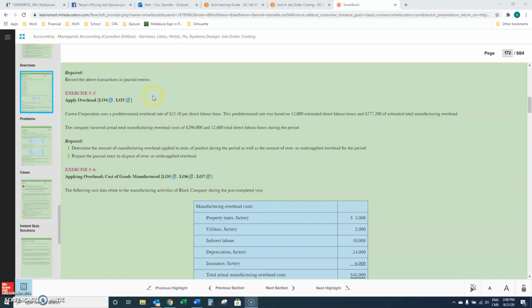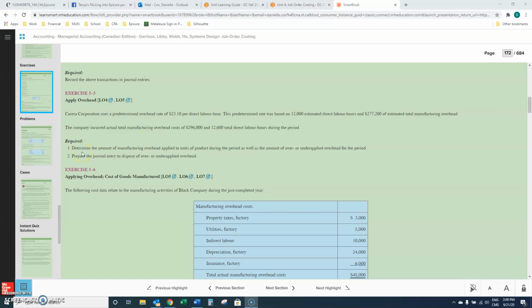So they actually give us the $23.10 here, but it's basically the $277,200 divided by the 12,000. That would be the predetermined overhead rate. The company incurred actual total manufacturing overhead of $296,000 and 12,600 total direct labor hours during the period. So this was what they estimated, and this is what they actually incurred during the year.